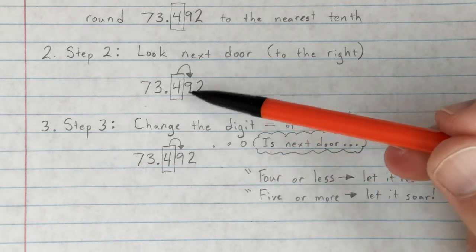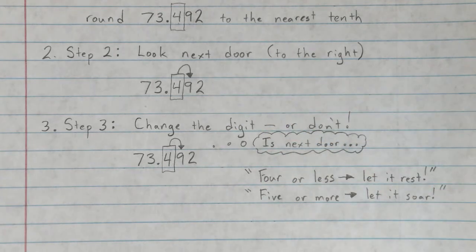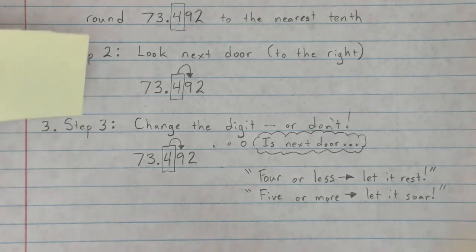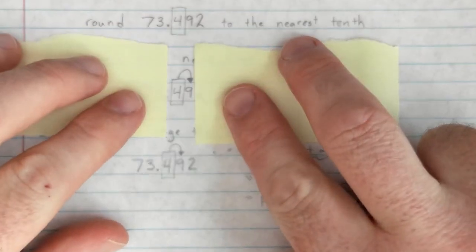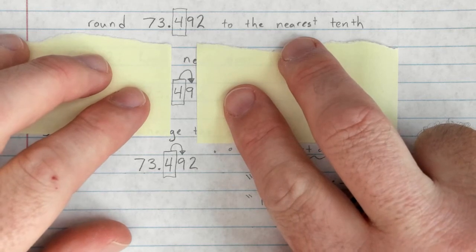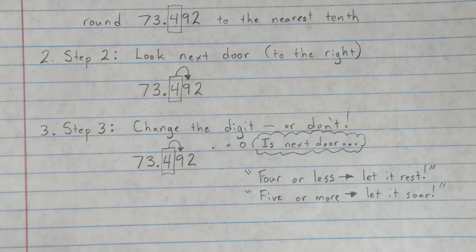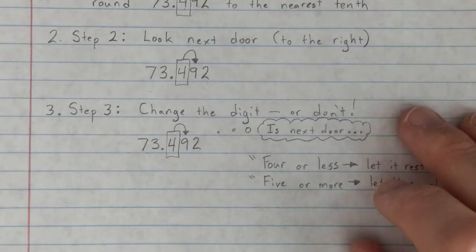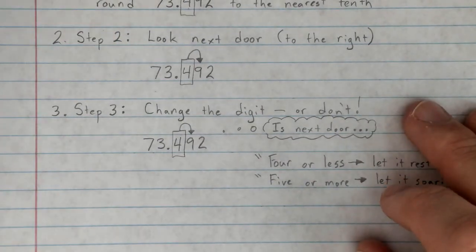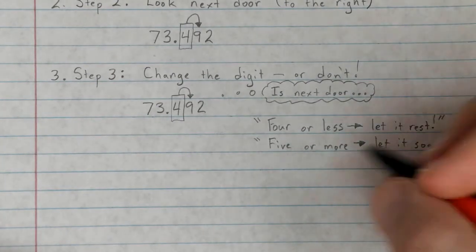Looking at the example, thinking back to the example I mentioned earlier, 49. Remember when we covered up those digits and just looked at the 49? 49 is pretty close to 50, so it would go up. 49 is much closer to 50 than it is to 40. So it doesn't make sense to go down to 40. That's why we're going up. 5 or more, let it soar.